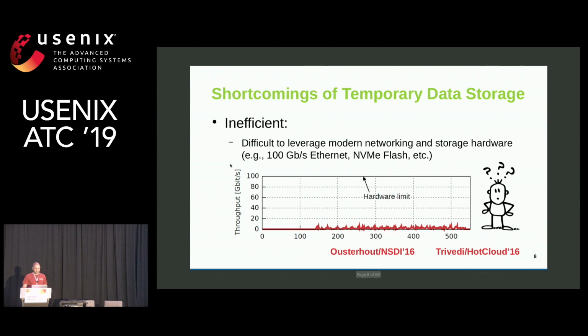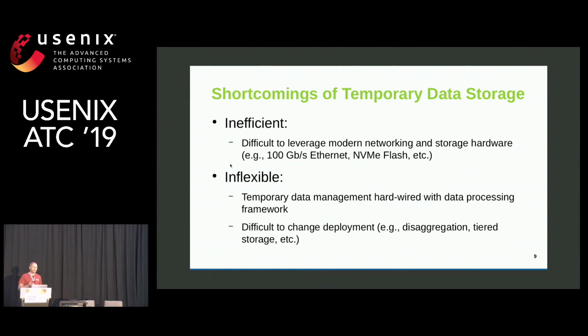Now, this type of performance issue is related to shuffle here. Similar performance issues have been shown for other types of temporary data, and there are papers from the past that document these kinds of performance issues. Now, let's talk about the second issue, which is related more to the software architecture of these systems.